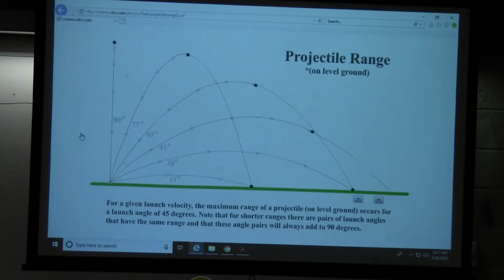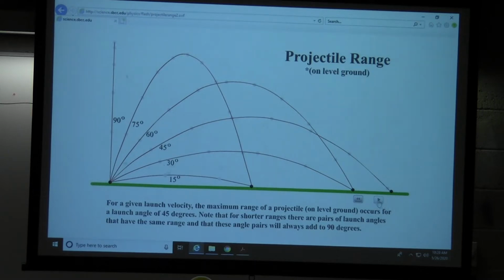1, 2, 3, 4, 5, 6. Yeah, so it is 6 cannonballs. And to illustrate this again, watch what's happening with these 6 cannonballs.